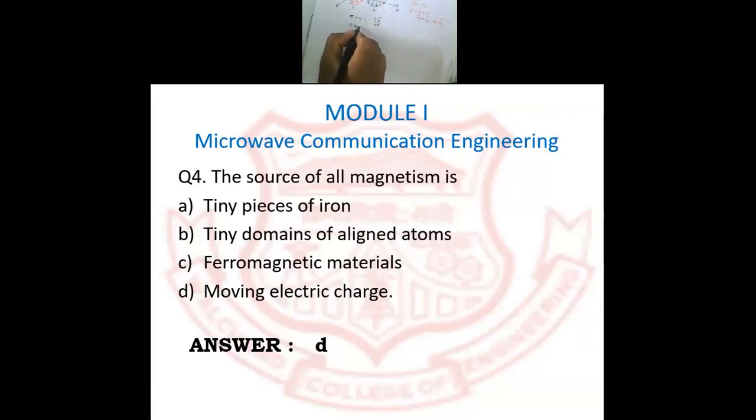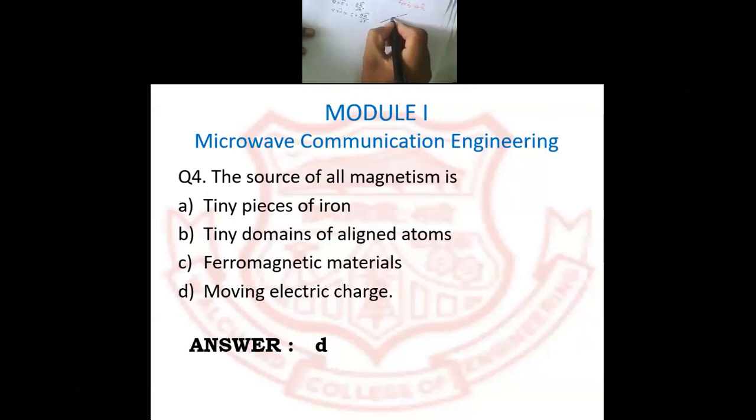And del cross H is equal to what? We have J plus dD by dt. Now if you consider that your field component, the electric field component, depends upon the magnetic field component, and the magnetic field depends upon the electric field. But to obtain the electric field or magnetic field component, we need to consider a current flowing through the conductor.